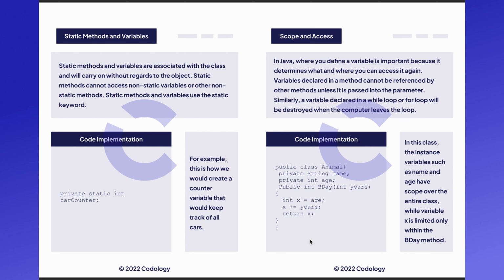Now, scope and access. In Java, scope is really important because where you define a variable determines where you can access it again. Variables declared in one method cannot be referenced by another method unless you pass them in as a parameter. Similarly, a variable declared in a while loop or a for loop will be destroyed when the compiler leaves the loop. In this class, the instance variables such as name and age for class Animal have scope over the entire class, while variable x is only limited within the bday method, the birthday method.